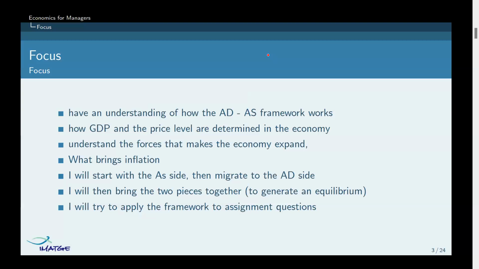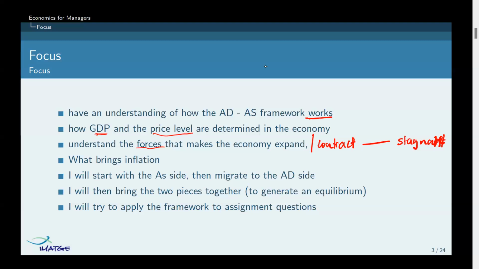So like I've said, the focus here is to have an understanding of how the ADAS framework works. Okay? How GDP and the price level are determined in the economy. We want to understand the forces that make the economy either expand, contract, or remain stagnant, or stagnate, right? So it is one of the outcomes of this class.